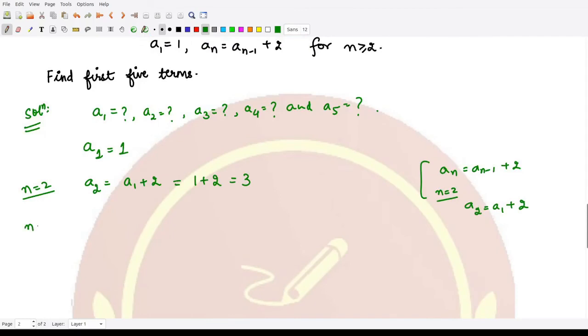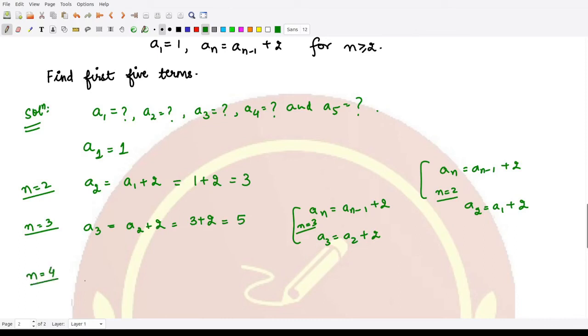Similarly, when we have n equal to 3, we have a3 is equal to a2 plus 2. Why is this so? Because here also we have an is equal to a(n minus 1) plus 2. When the value of n is 3, we have a3 is equal to a2 plus 2, right? And what is the value of a2? It is 3. So 3 plus 2, that is 5. So this is our third term.